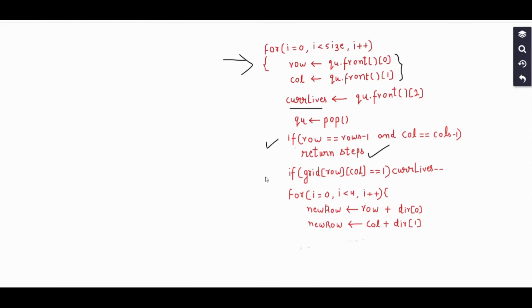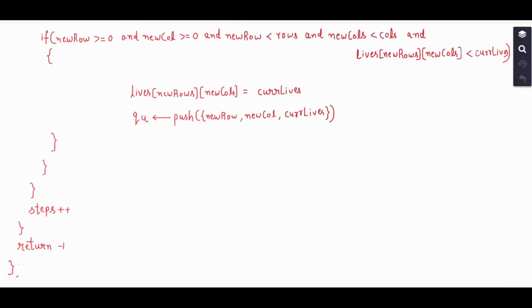Otherwise, we check if this cell contains an obstacle. If it contains an obstacle, then we have to remove it. So we decrement our current lives variable by 1 because we are using 1 life here to remove that obstacle. After that, we move to the 4 directions, namely left, right, up and down. And for each of these adjacent cells, we check if these cells are valid. That means they lie inside the boundary of the matrix.